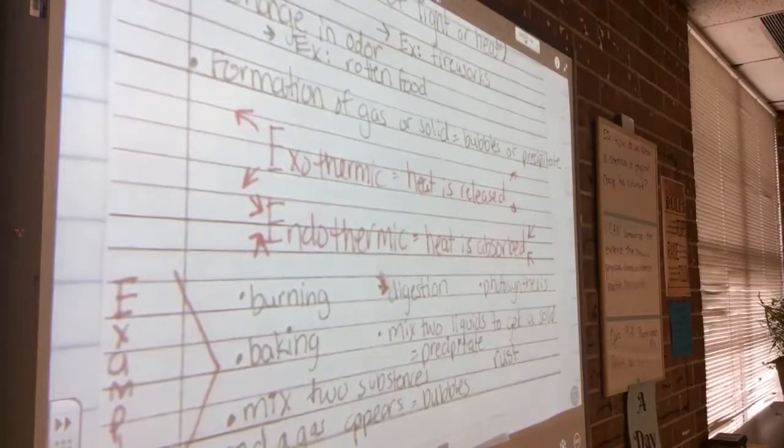Somewhere on your page, depending on where you can fit it in, so somewhere either on page 20 or 21, when we're taking notes about chemical reactions.